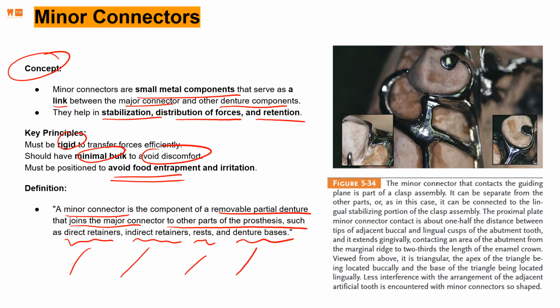These are individual lectures on their own. But on the diagram on the right here, you'd notice that there's a rest, there's a clasp assembly, there's a proximal plate, there's a denture base component, which also serves as a minor connector, by the way. But this vertical component, remember at the initial part of this lecture, we talked about the word vertical. Vertical is very important. This is a minor connector. It contacts everything. It contacts the rest, the guide planes, the proximal plates, the denture base, everything from the major connector. And that's why it's called a minor connector, guys.